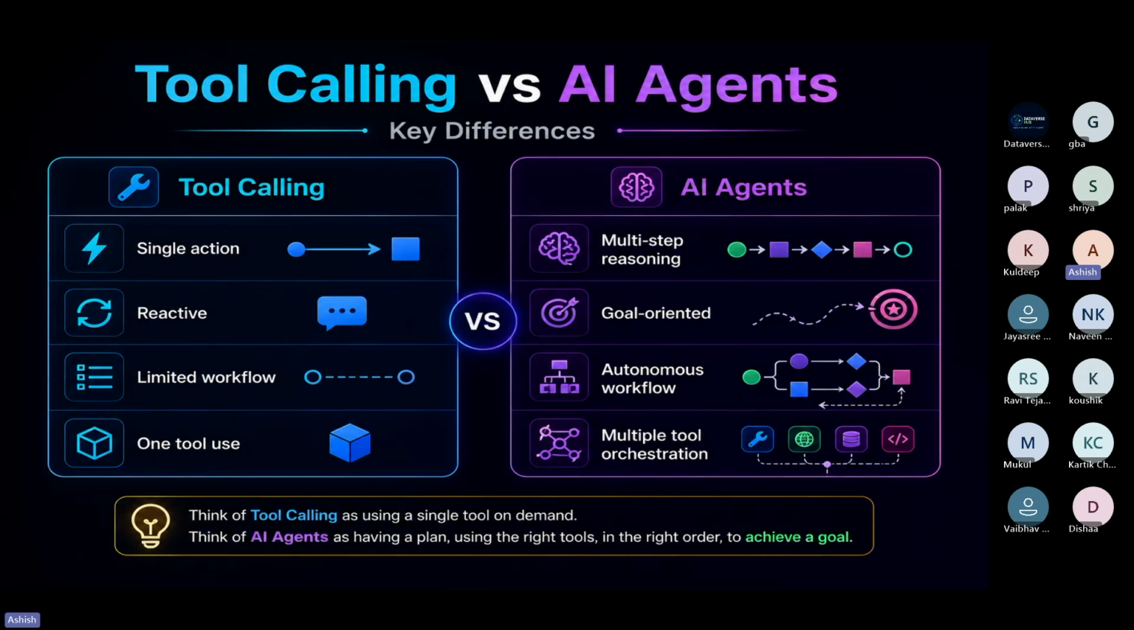For example, if you want to add 10 or 15 tools to one LLM, then there might be some issue in the scenario of the ambiguity. So think of tool calling as using a single tool on demand. If you want to do it in a proper or efficient way, I'm not saying that from a technical standpoint you can use only one tool. You can add a number of tools in tool calling, but they will not work as efficiently as an AI agent. AI agents are something like having a plan and using the right tool at the right time in order to achieve the goal. So that's the minute difference between tool calling and AI agents.